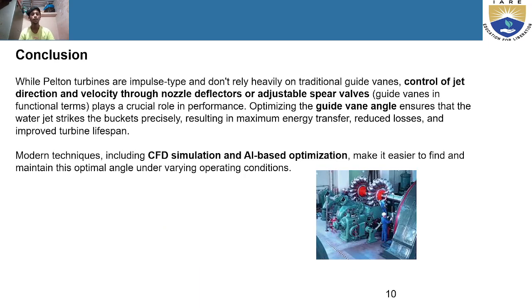Conclusion. Pelton turbines are impulse turbines; optimizing the guideways and ensuring more precision results in maximum energy transfer with reduced loss and improved turbine lifespan. Modern techniques like CFD simulation and AI-based optimization should be included to get more efficiency and the maximum hitting spot.